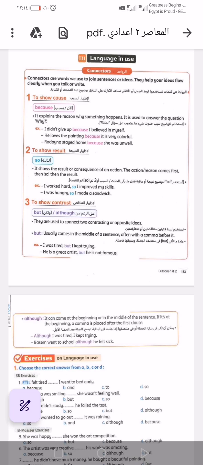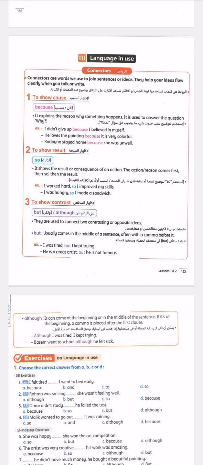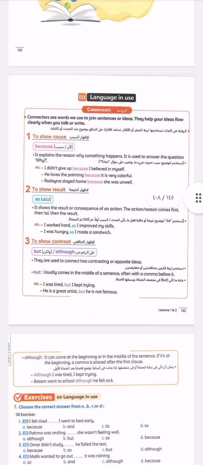In this sentence, we have two actions. The first action is I didn't give up. The second is I believed in myself. We can note that there is a relation between the two sentences or the two actions. The relationship between these two sentences is a cause relationship or a reason relationship. So the second sentence happens as a reason for the first action I did in the first sentence. So I didn't give up because I believed in myself. The second sentence is a reason.